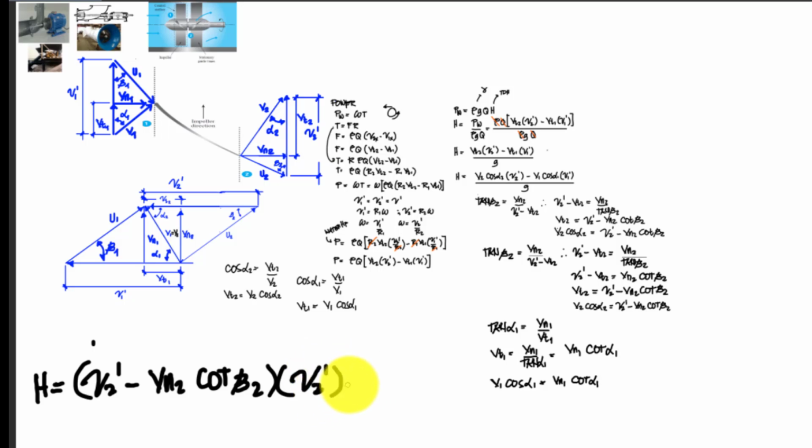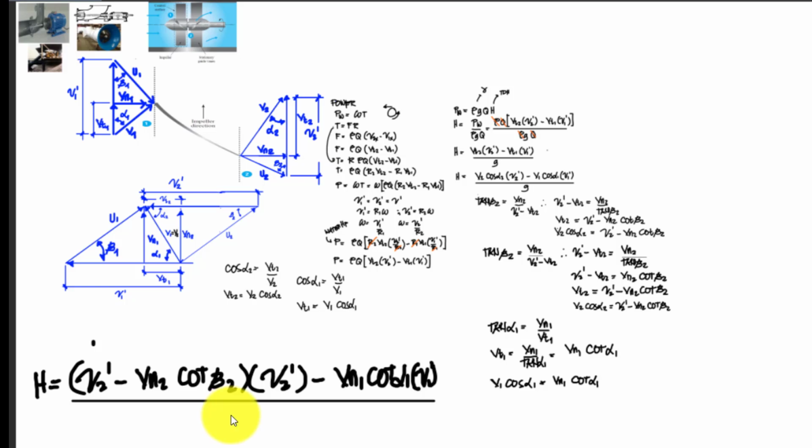I can say that my head now is equal to the velocity 2, which is equal here, so that will be the velocity of the vane 2 minus my normal velocity 2 times my cotangent of beta 2, and this is multiplied by the velocity of the vane 2 at point 2, minus the normal velocity 1 times my cotangent of alpha 1, then times the velocity of the vane at point 1. And this is all divided by the gravity.